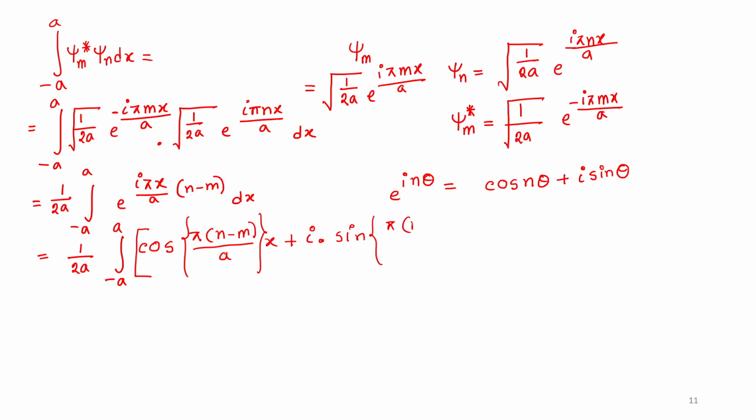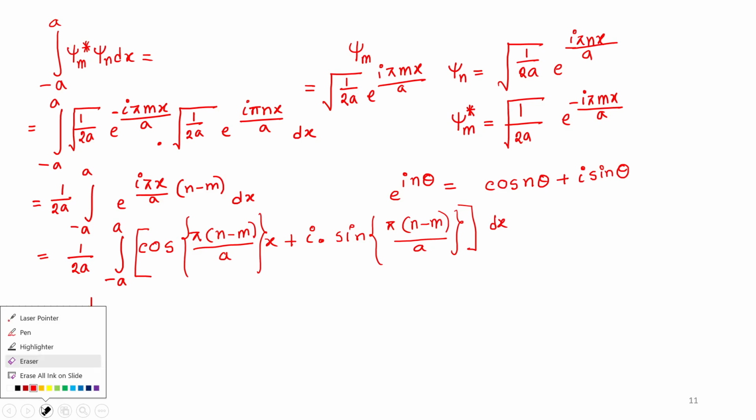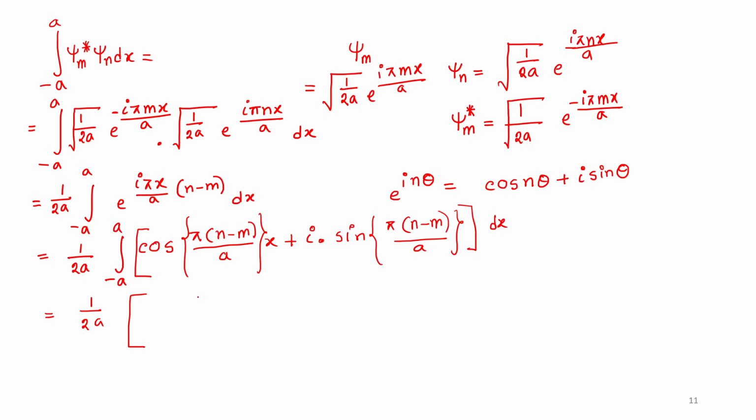Pi (n minus m) a dx. So 1 by 2a, from minus a to a. Oh, so no need to keep it. So we can directly get the integration, right?